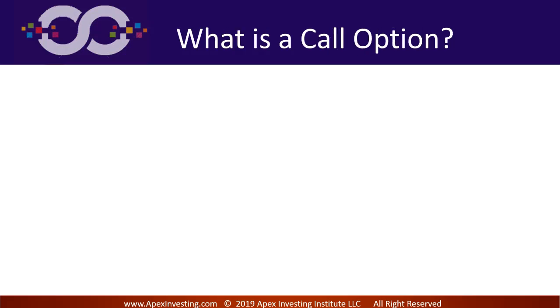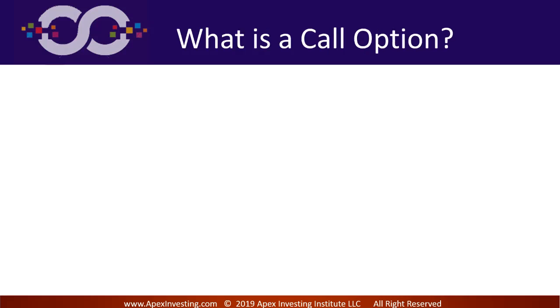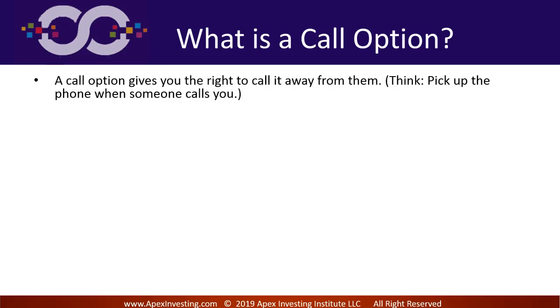And like I was talking about earlier, if you did decide to resell the option, they could buy the house for $100,000 before the option expires. So if you don't have the money to pay $100,000, but 3 months later it's worth $125,000, you could sell the option itself to someone else for, say, $500. Then they would exercise the option to buy it for $100,000 before it expires, as they think maybe it's going to $200,000, or maybe they just want the place. So there are a lot of different ways you can use options, and you can also use them on things like stocks, futures, and foreign exchange.